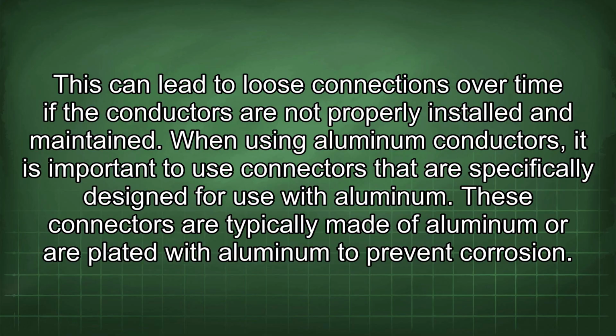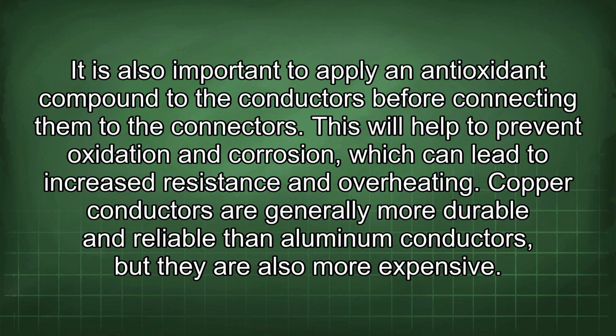When using aluminum conductors, it is important to use connectors that are specifically designed for use with aluminum. These connectors are typically made of aluminum or are plated with aluminum to prevent corrosion. It is also important to apply an antioxidant compound to the conductors before connecting them to the connectors. This will help to prevent oxidation and corrosion, which can lead to increased resistance and overheating.